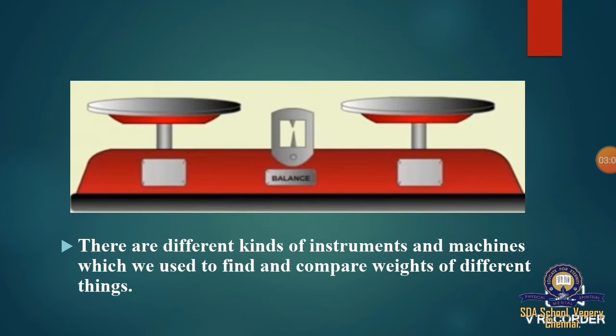There are different kinds of instruments and machines which we use to find and compare the weights of different things. Generally, a beam balance is used to weigh things. A beam balance has 2 pans which remain at the same level. Here, we consider one pan with apples and the other pan with another weight like oranges or anything. When one weight is higher, the balance shows the higher side, and when the weights are equal, it shows the pans as equal.